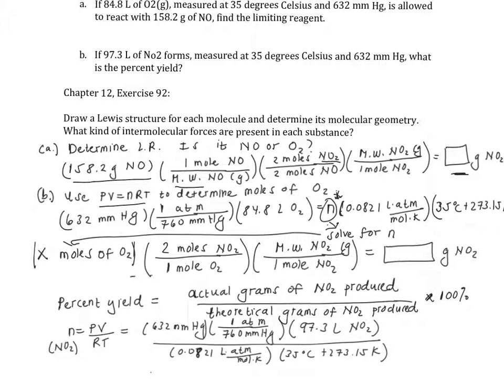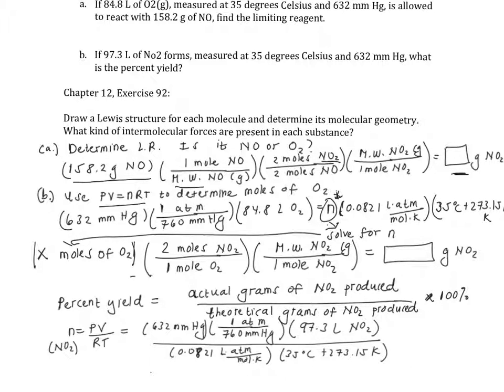We have that multiplied times our R constant, and don't forget, because we're dealing with gases, our temperature has to be in Kelvin. So we're going to take 35 degrees Celsius plus 273.15 Kelvin. Then you're going to solve for your moles. Once you get your moles of your O2, you use the mole-to-mole relationship, which is 1 to 2 from your balanced chemical reaction, and then multiply by the molecular weight, which you get from the periodic table.